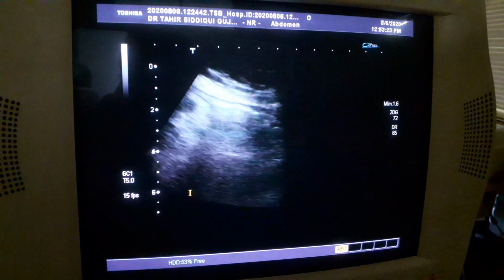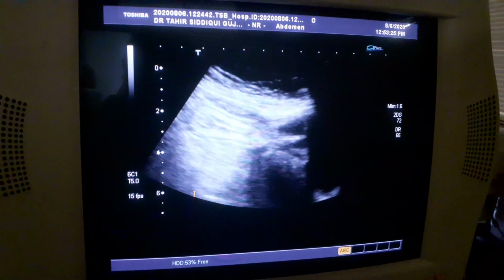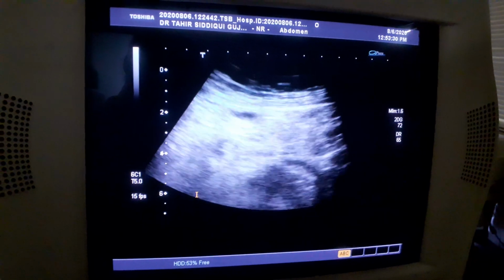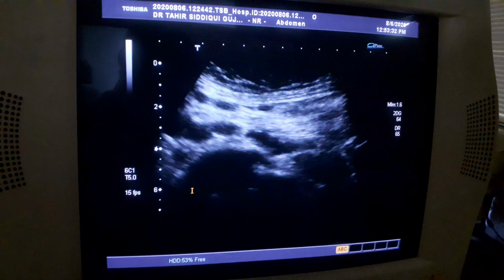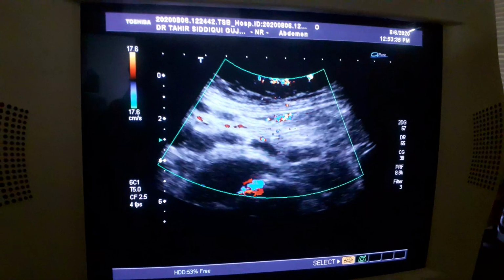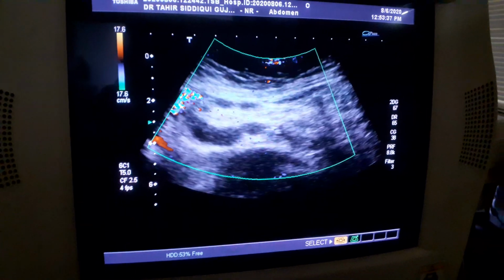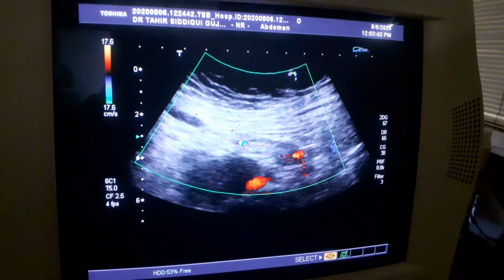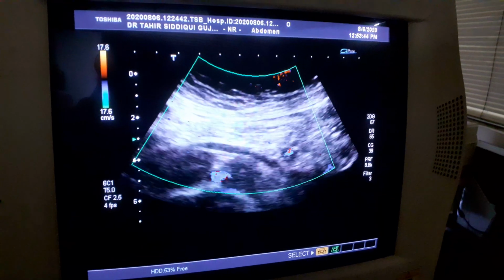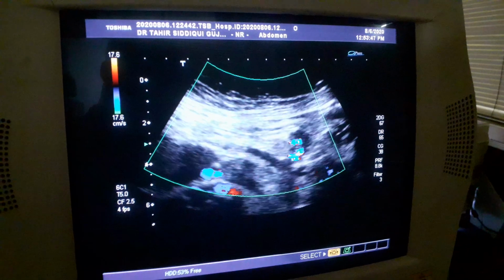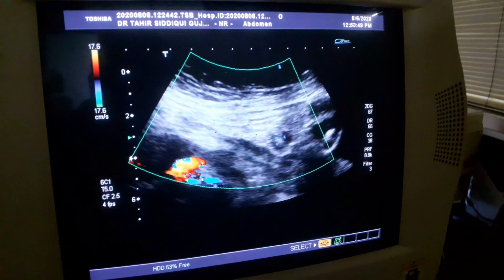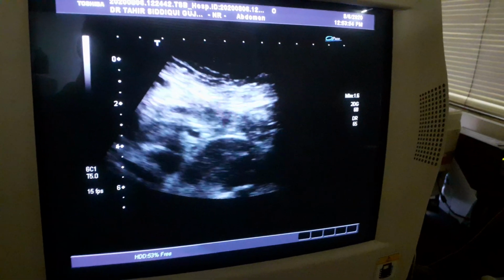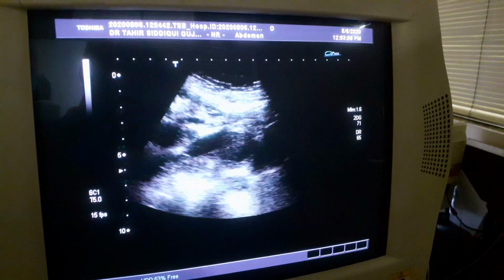Well, this is a bowel. This is not a mass, but these are bowels. You see there are multiple lymph nodes seen. Again, the pelvis is normal. Nothing is there in the pelvis.